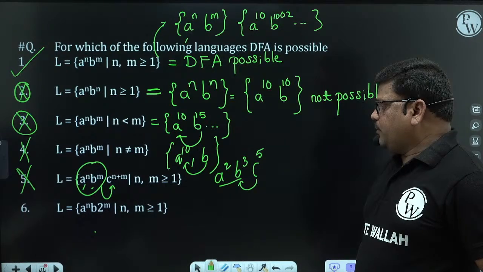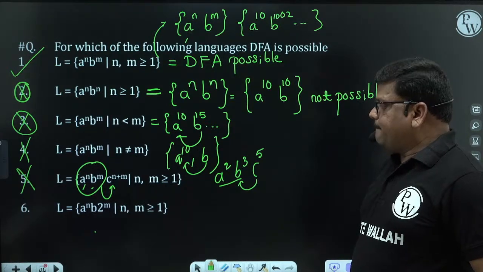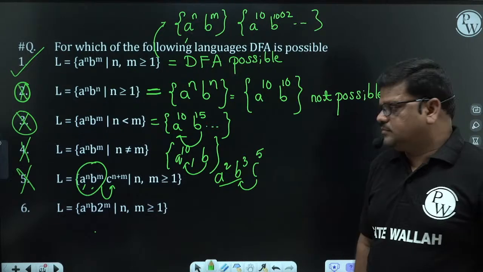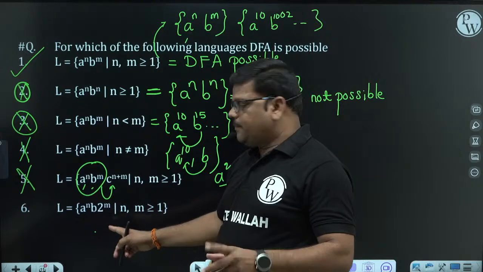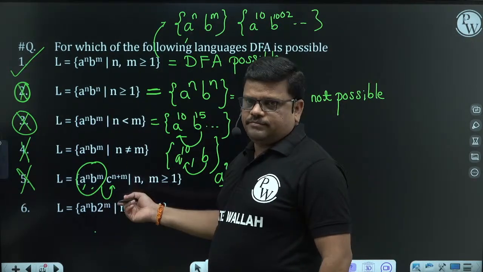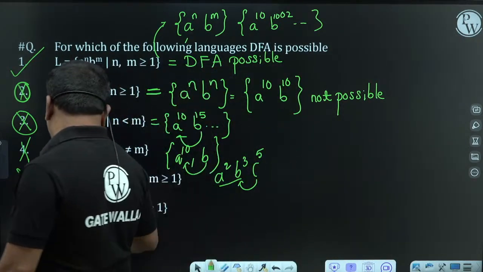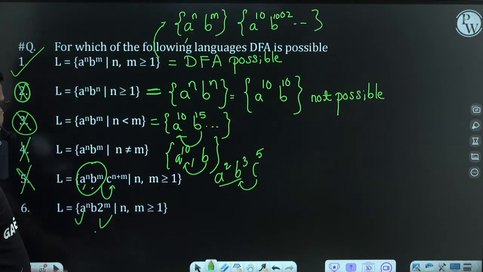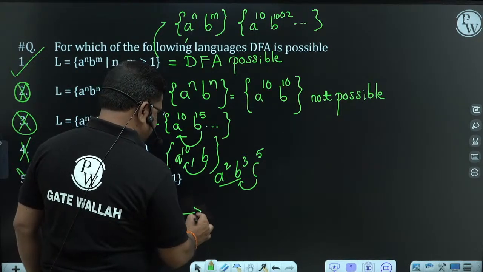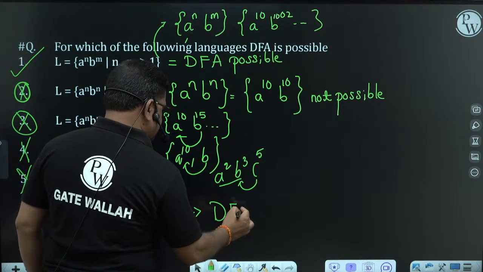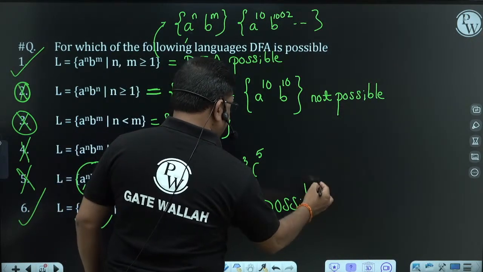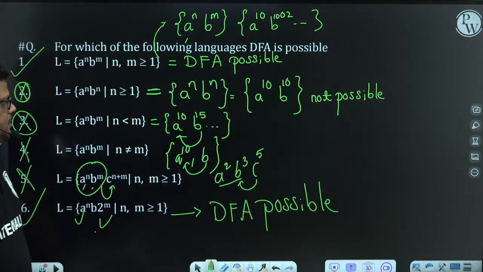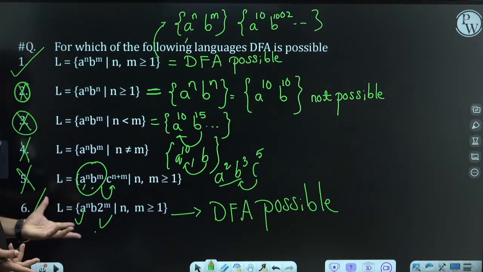L equal to A power n, B 2 power m, n comma m greater than or equal to 1. The A value can be anything. B is a symbol here. 2 is another symbol, 2 power m. So any number of A's, any number of 2's. That is the meaning. So DFA is clearly possible. Out of all these languages, this is the situation.